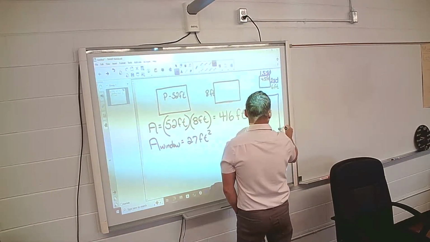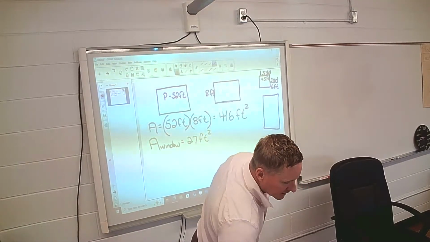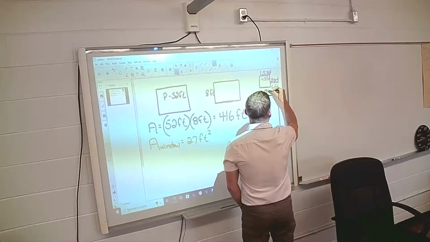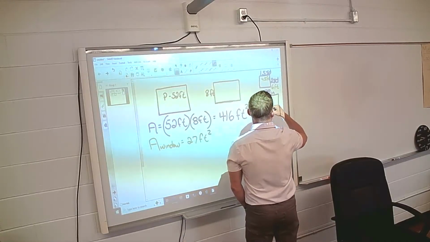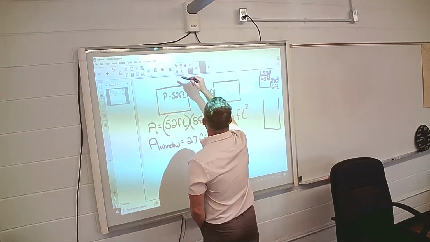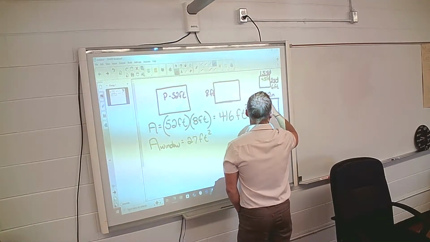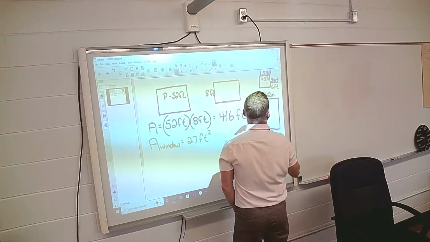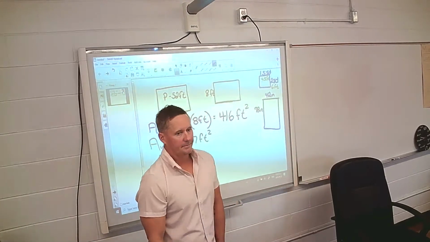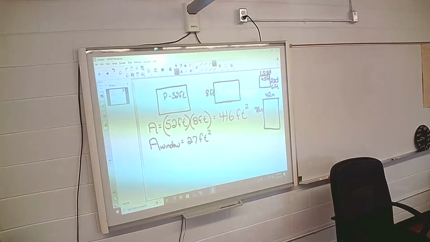The door measures 78 inches by 42 inches. Okay, we've got to convert that to feet. How do I convert inches to feet? Divide by 12. Divide by 12.